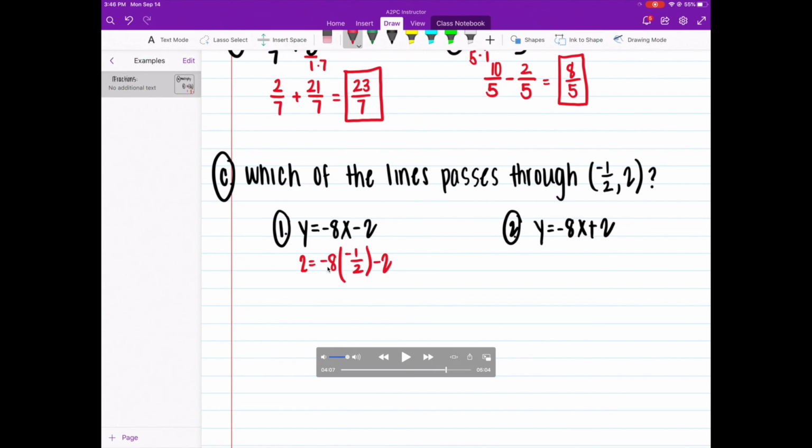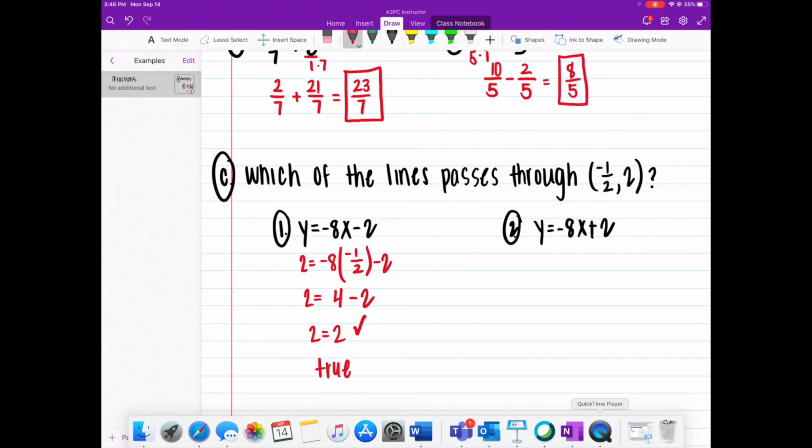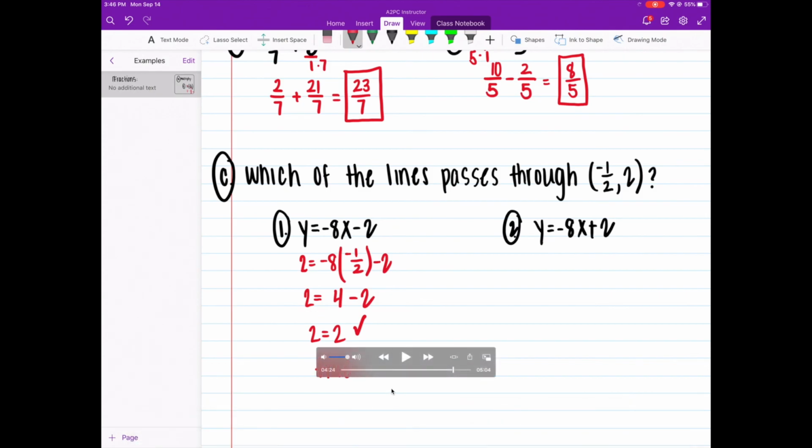Now from here, when I multiply -8 times -1/2, first of all, it's going to be positive. Negative times negative is positive. Then from there, I want to think about what is half of 8, and that's going to be a 4. The other way to think about it is that this 8 and 2 would cancel so that the 8 turns into a 4, and I'm left with 4 times 1. So as we're doing that, we keep the 2. Again, right here we get 4, and then this is going to be minus 2. So then 4 minus 2 is going to give us 2. So 2 is equal to 2. That checks out. So we're saying that that's a true statement, and then because that's a true statement, we can say that yes, it's going to pass through that point.